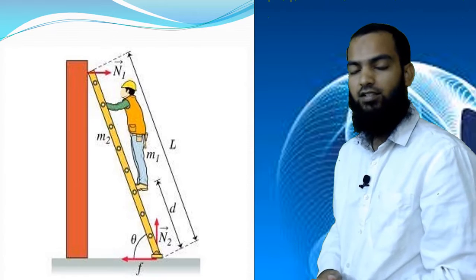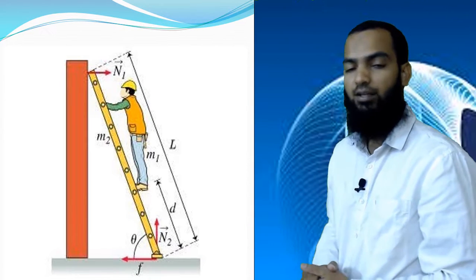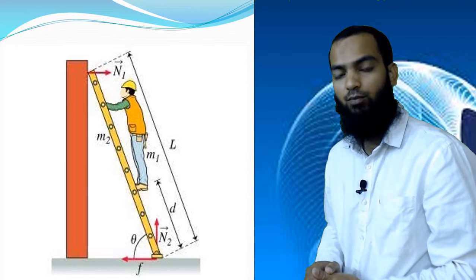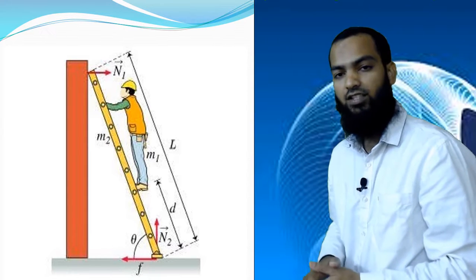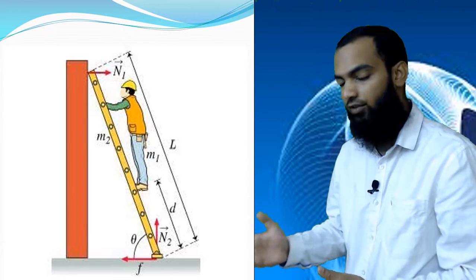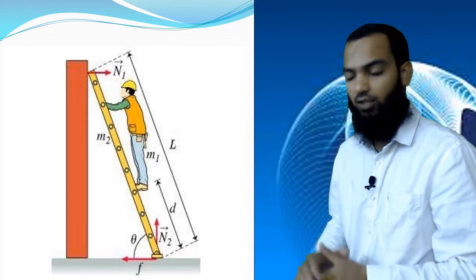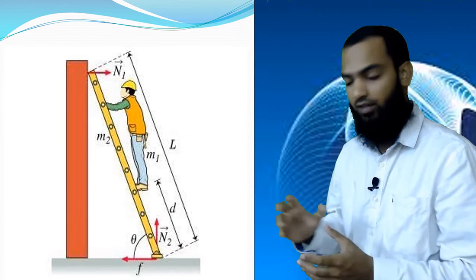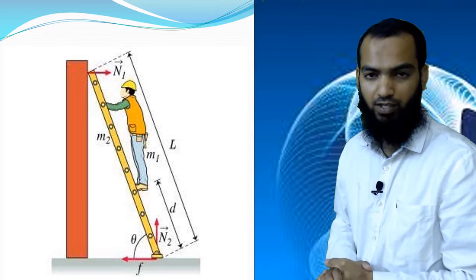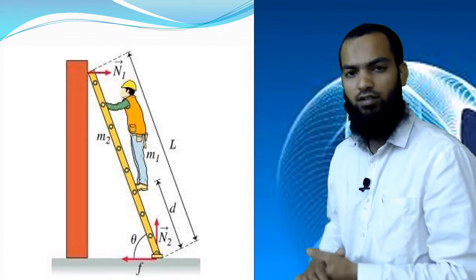Now in this case, the mass of the person is m1 and the mass of the ladder is m2. The normal reaction from the wall is N1 and the normal reaction from the ground surface is N2. And also the friction force from the ground surface is small f. The combination of all these forces, or net force, is equal to 0. That's why this body is in equilibrium or in static condition.